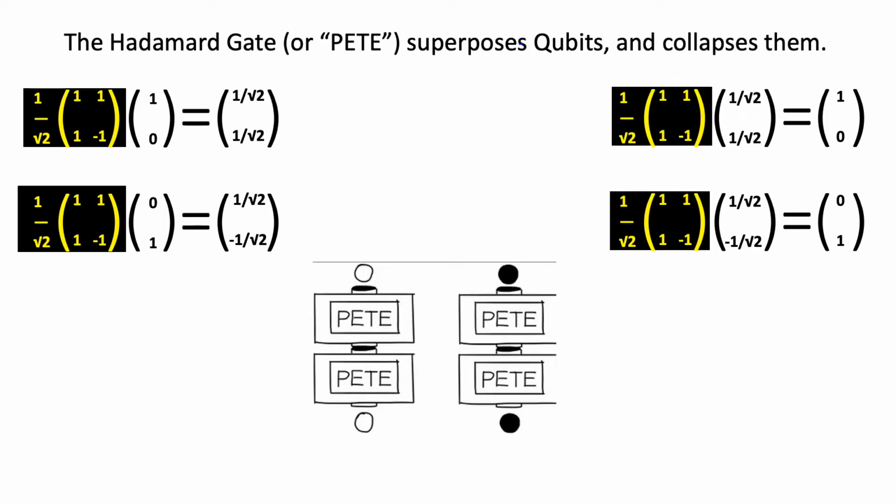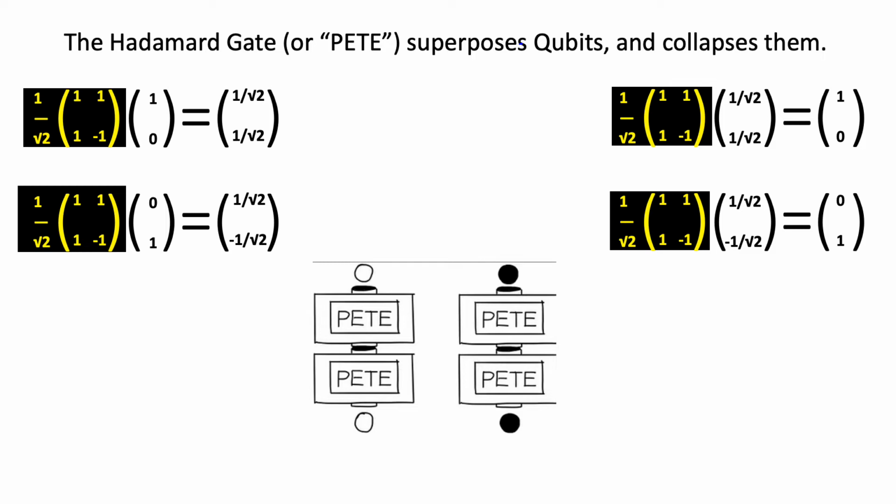So what's interesting is that if you apply Hadamard gate to a 0, you get a 50-50 superposition. And then if you apply a Hadamard gate to that, it goes back to 0. Similarly, if you apply Hadamard to a 1, it goes to a 50-50 superposition. And then apply it again, and it returns it back to its original value of 1.